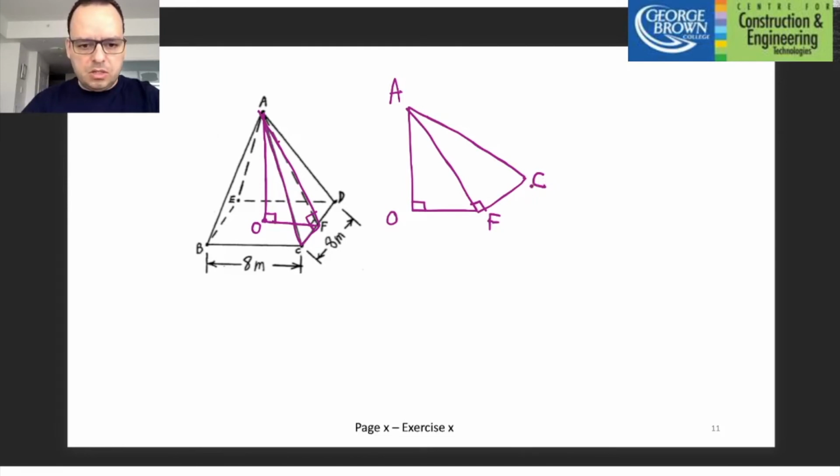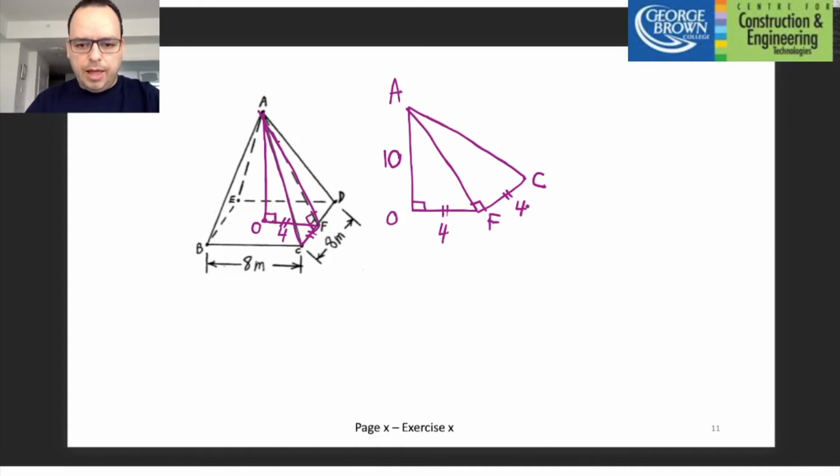Let's affix some lengths to these triangles. The height of the pyramid is 10 meters. That's given in the question. Now this length here that I'm going to double tick off is a 4 because it's half of the base length, 8, and this is also a 4. And when you draw them here, they're just 4 and 4.